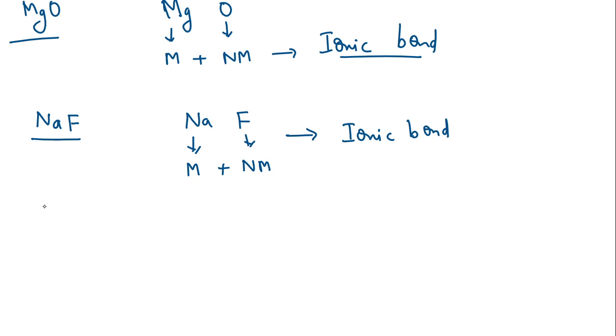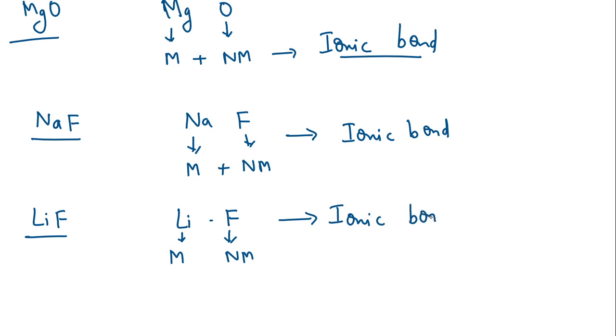Our next molecule is LiF, lithium fluoride. So in LiF, lithium is metal and fluorine is non-metal. So this bond is also ionic bond, because metal and non-metal combine and form ionic bond.